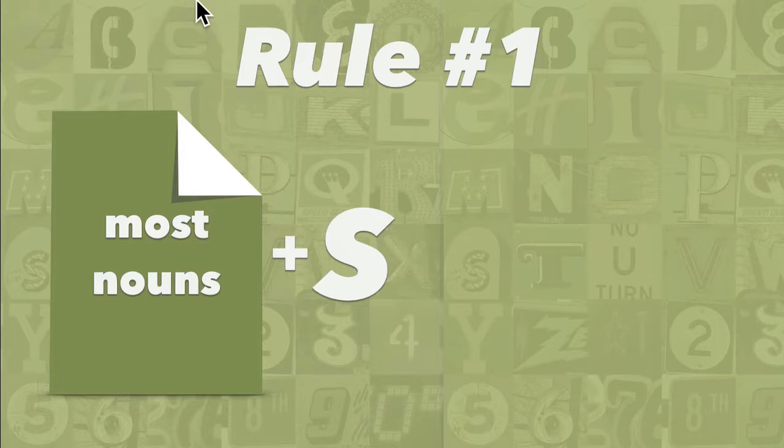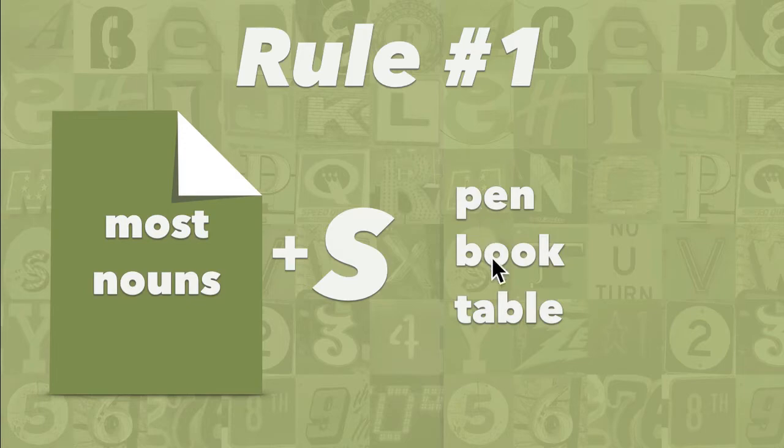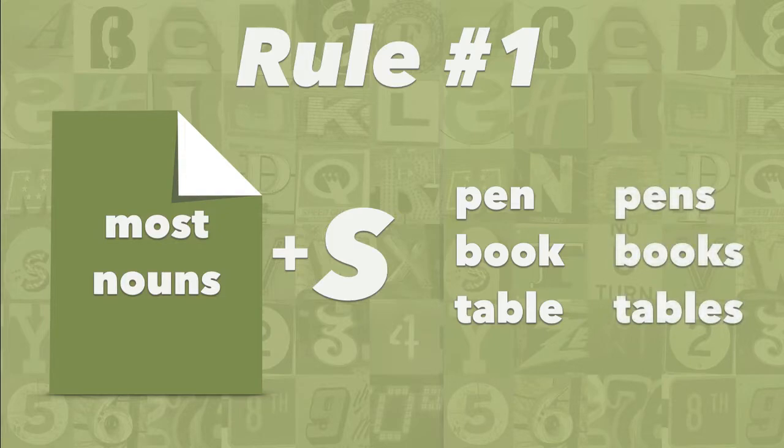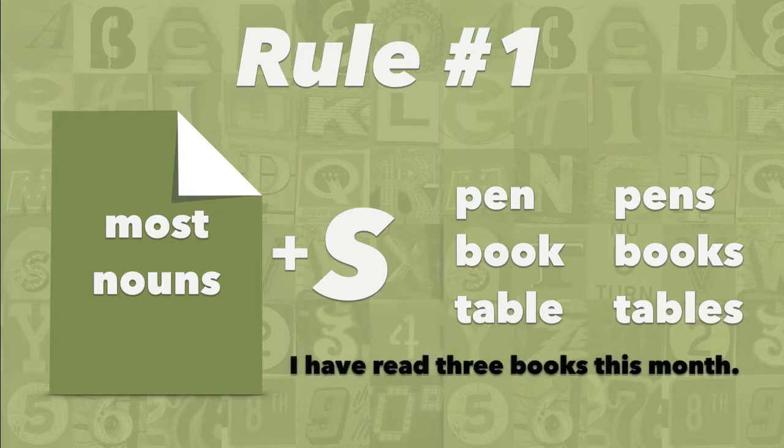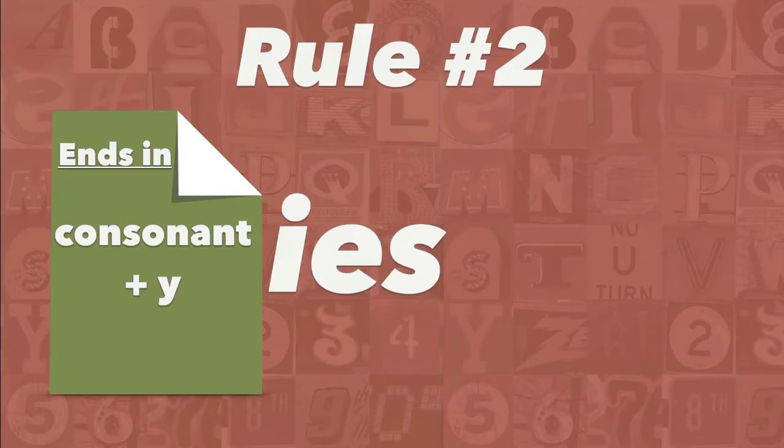Rule number 1 is the most common of all. With most nouns, you simply add an S at the end and they become plural. For example, pen, book, table. How do you make those plural? Add an S. Pens, books, tables. Real simple. I think you already knew that one. For example, I have read 3 books this month. Not really.